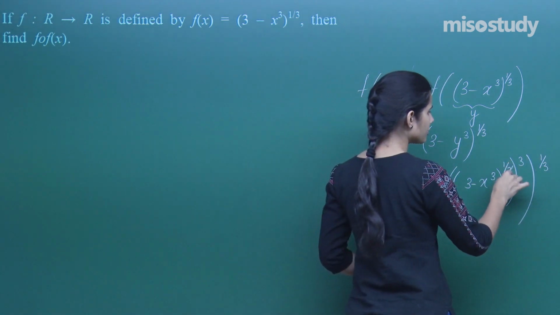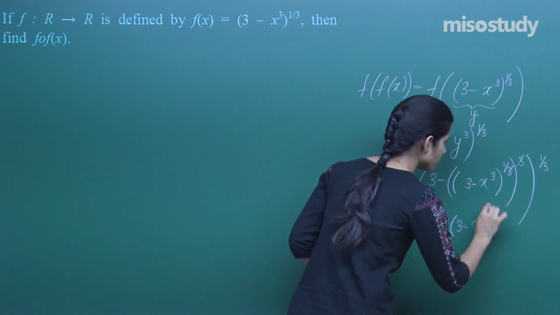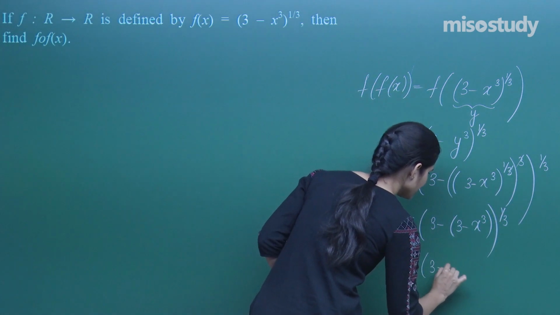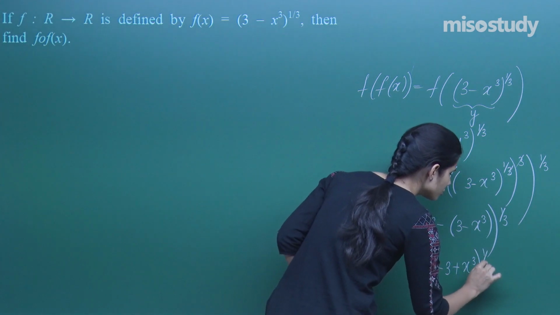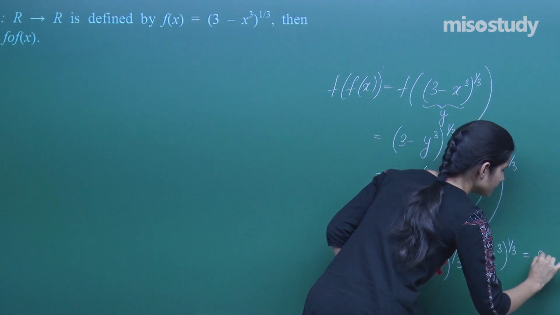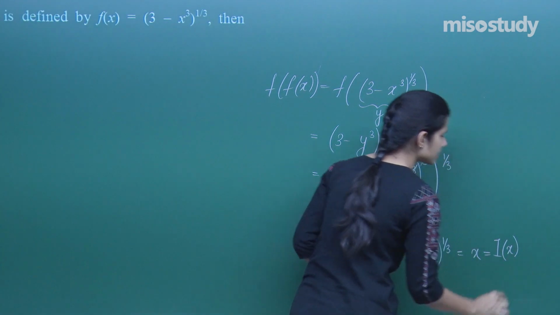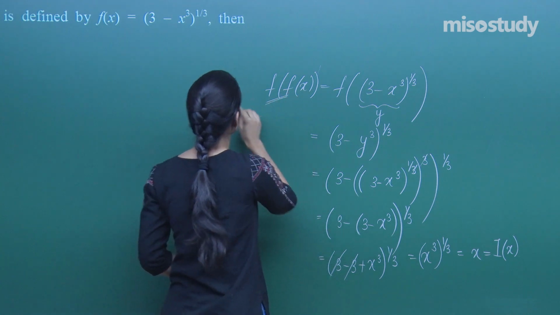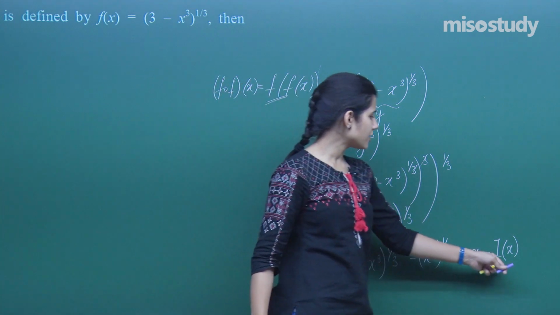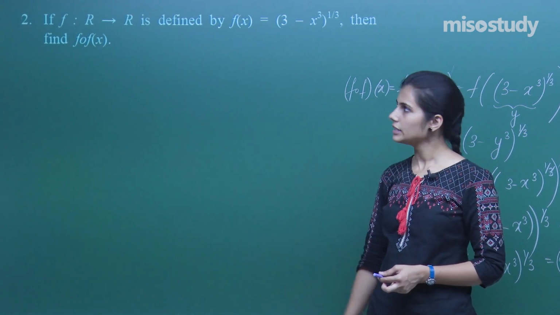Carefully, very carefully. You can see these 3s getting cancelled. You are left with (3 minus x cube) whole to the power 1 by 3. This eventually comes out to be (3 minus 3 plus x cube) whole to the power 1 by 3. 3 minus 3 cancels out, x cube to the power 1 by 3 which is x. So actually x means identity function applied on x. So FOF of x is coming out to be the identity function on x. So over here FOF is nothing but the identity function on the collection of all reals. That is what the domain is.